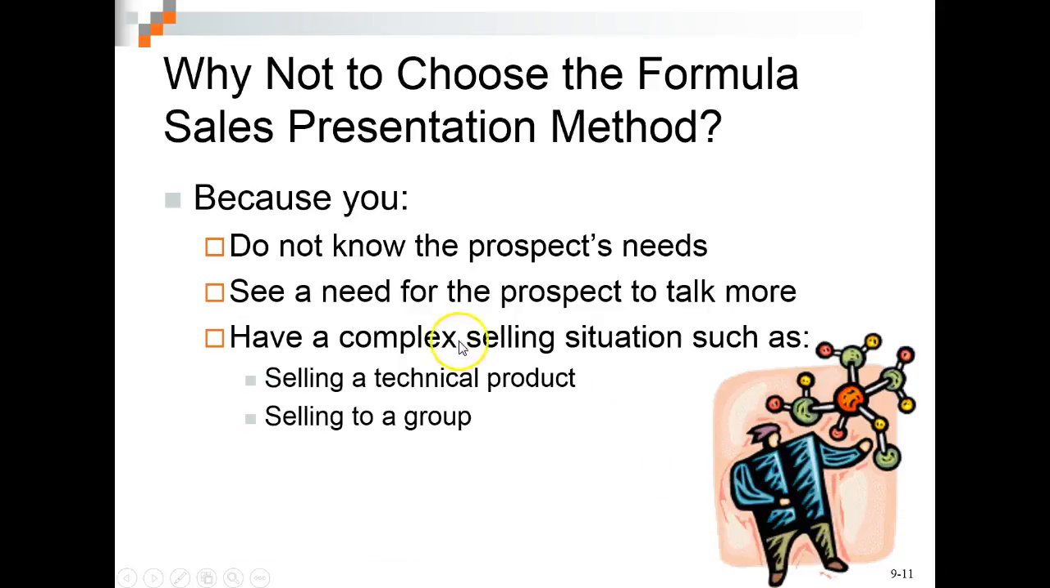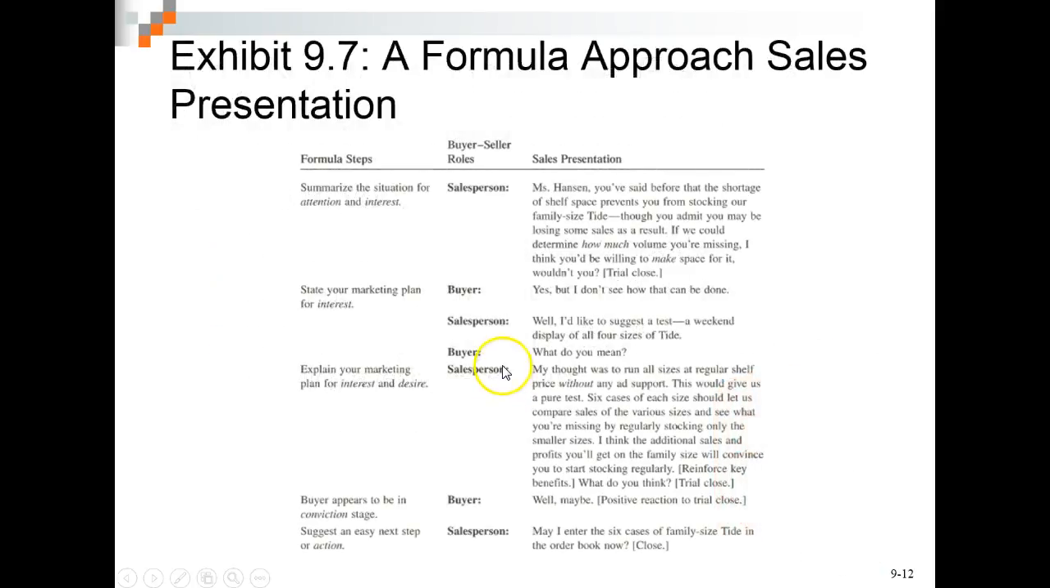So, why not to choose the formula sales presentation method? If you don't know the prospect's needs, it's not going to work. If you see a need for the prospect to talk more, meaning you need something a little more customized. If they have a complex selling situation, like a technical problem or selling to a group, group dynamics cause issues. All right.